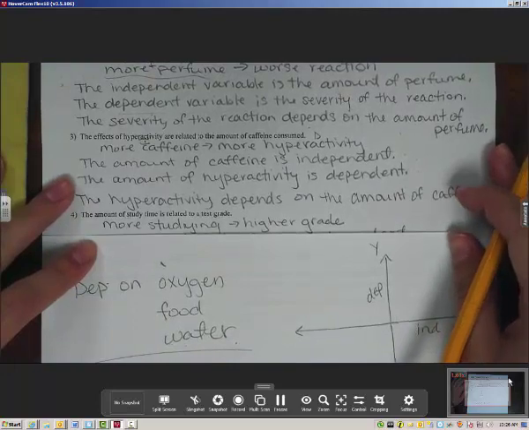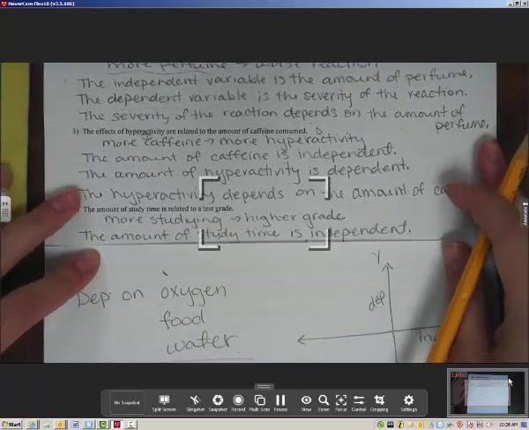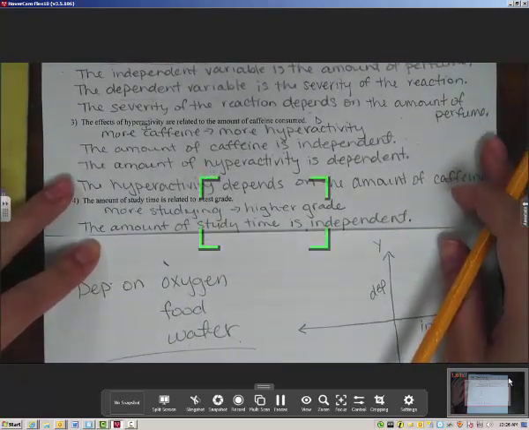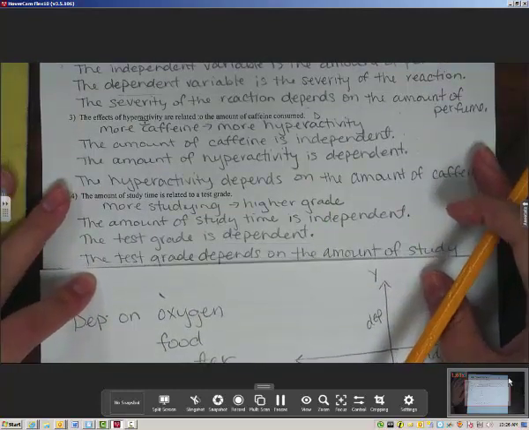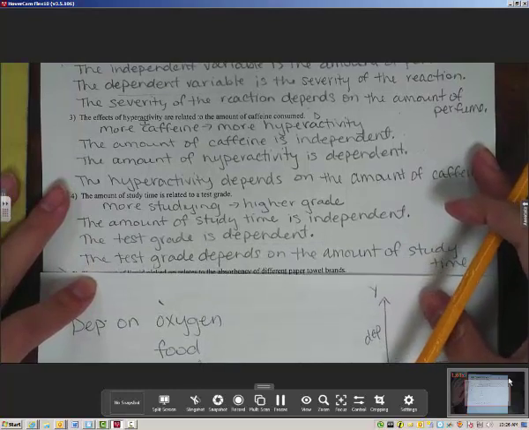So the amount of study time is our independent variable. The test grade is our dependent variable, and then of course our test grade depends on the amount of study time.